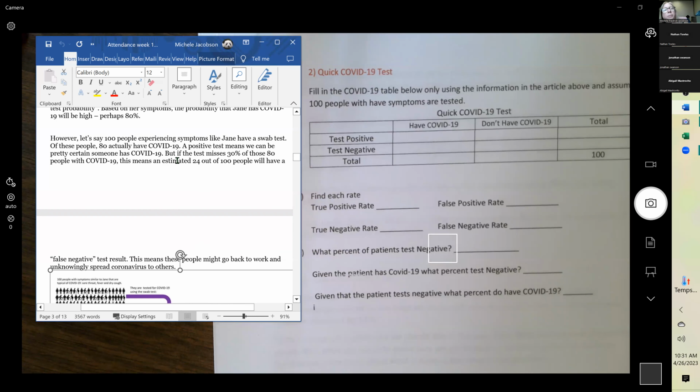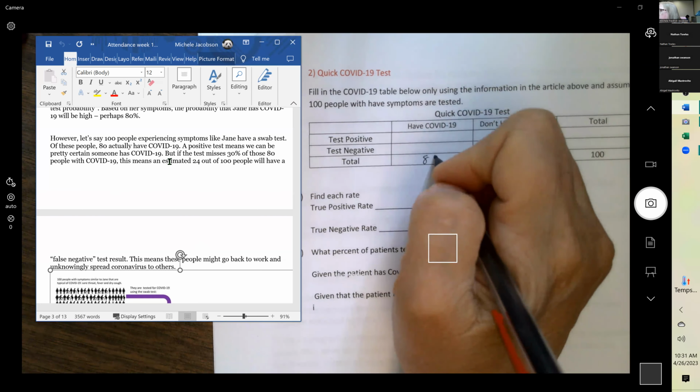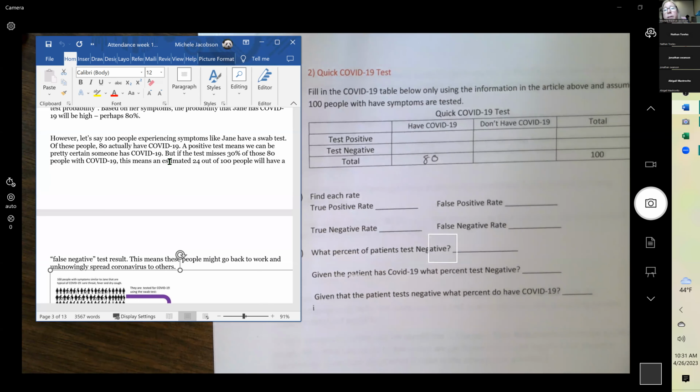Let's say 100 people are experiencing the symptoms, and that's what I put the 100 in there. Of these people, 80 actually have COVID. So out of the 100 people, 80 actually have COVID. Where will we put that? Under the have COVID total. Yes, very good. 80 have COVID. So then out of 100, how many don't have COVID? 20.